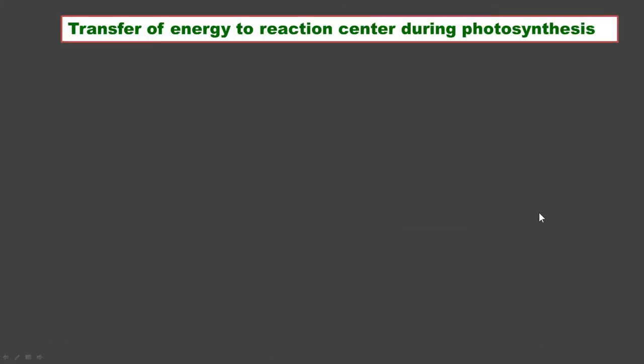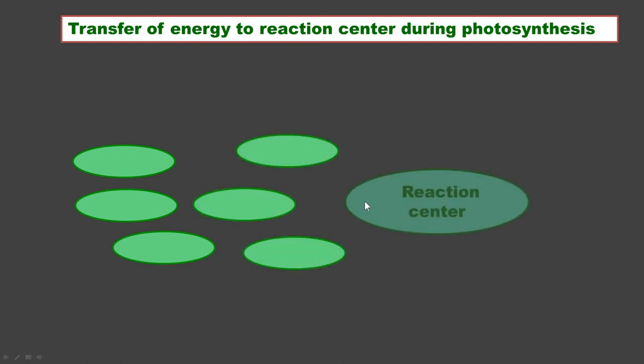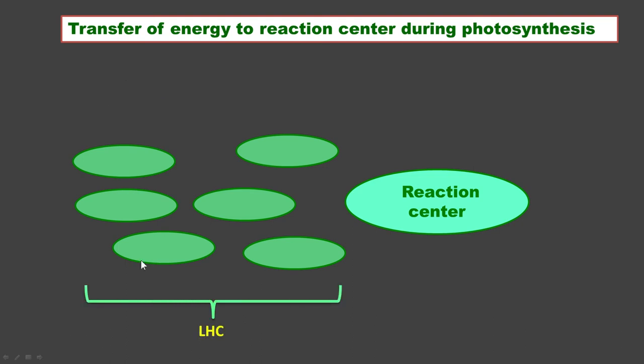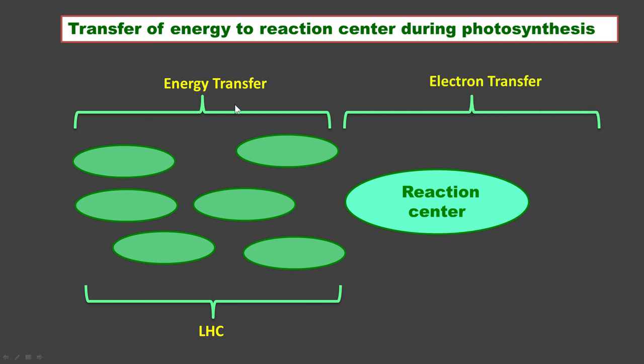Now, how is energy transferred to a reaction center during photosynthesis? These are the different light harvesting complexes, and this is the reaction center. The light harvesting complex includes pigments, proteins, carotenoids, chlorophyll molecules, so many things. And now, how is energy transferred? This is an important slide. Now, how is the electron released from the reaction center, as we discussed in the earlier slide.